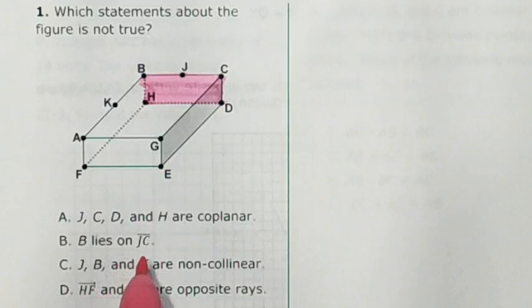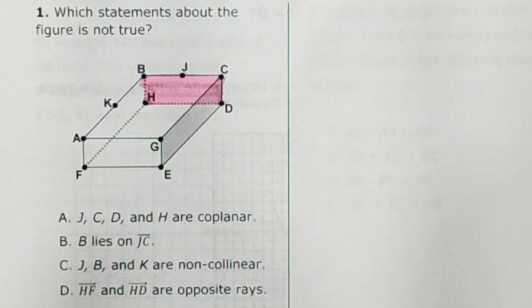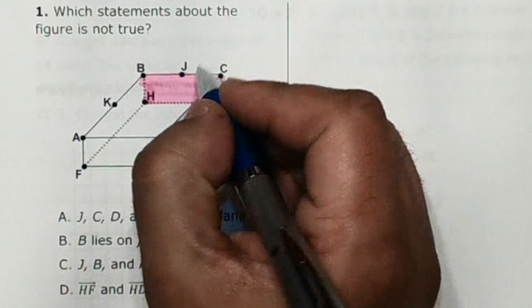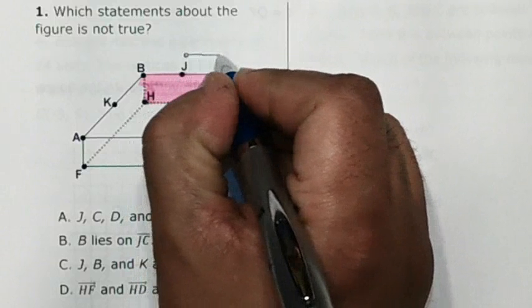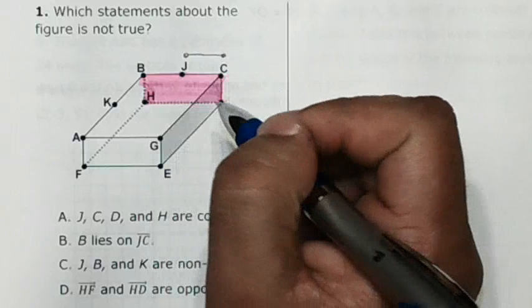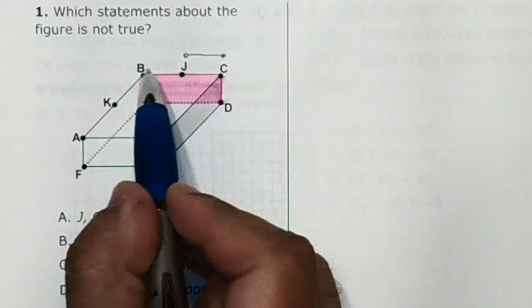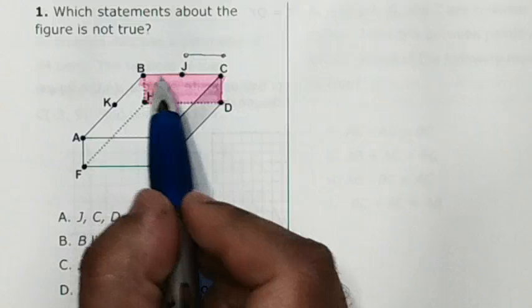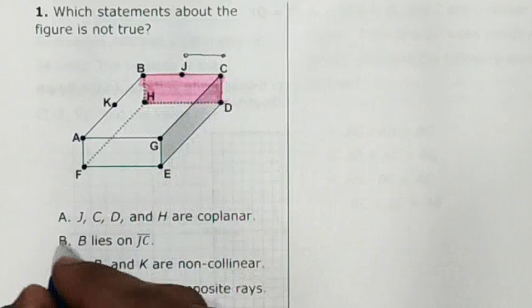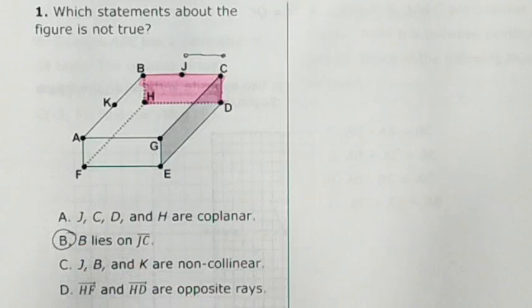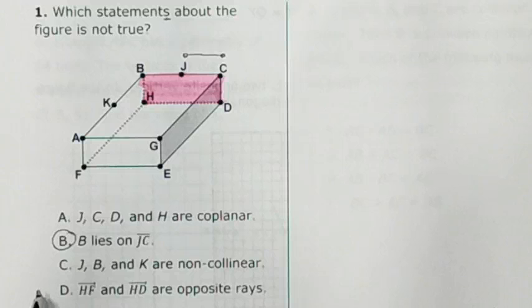B lies on segment JC. Now, because it's a segment, that means it has a starting point and a stopping point. So it starts at J and it goes to C. So that means B is not on this segment over here. Right, so that is not true. Okay, but it does say statements here, so there could be more than one answer.